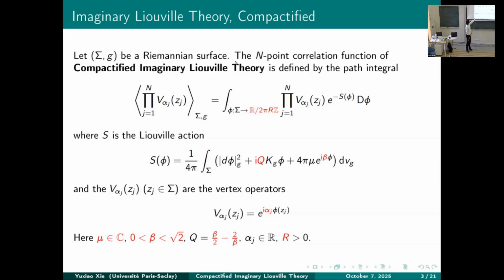But here we have this twist that we make the theory compactified, which means that our field, instead of taking values in R, we're going to let it take values in the compactified R, which is the circle of radius R that we can choose, which I will come to in a minute. So that's the definition of imaginary Liouville theory in the compactified case.